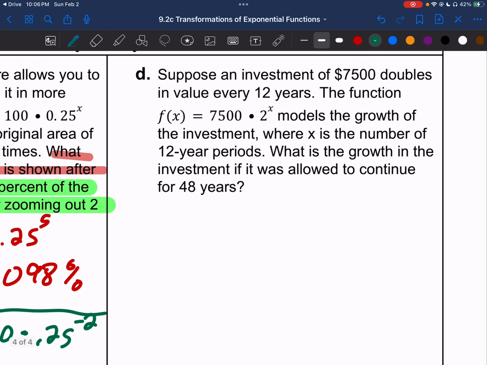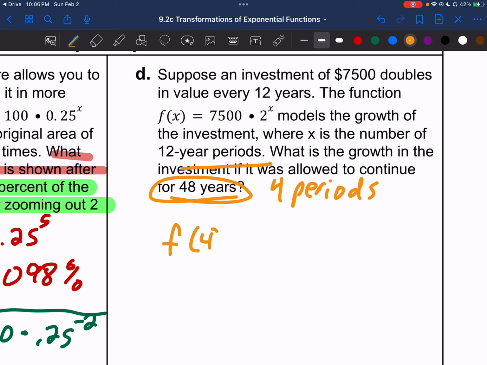All right. Our last one, letter D. Suppose an investment of 7,500 doubles in value every 12 years. The function f of x equals 7,500 times 2 to the x power models the growth of the investment, where x is the number of 12-year periods. What is the growth in the investment if it is allowed to continue for 48 years? Well, if we're talking about 12-year periods, 48 years is 4 periods. So we're going to substitute that into our function.